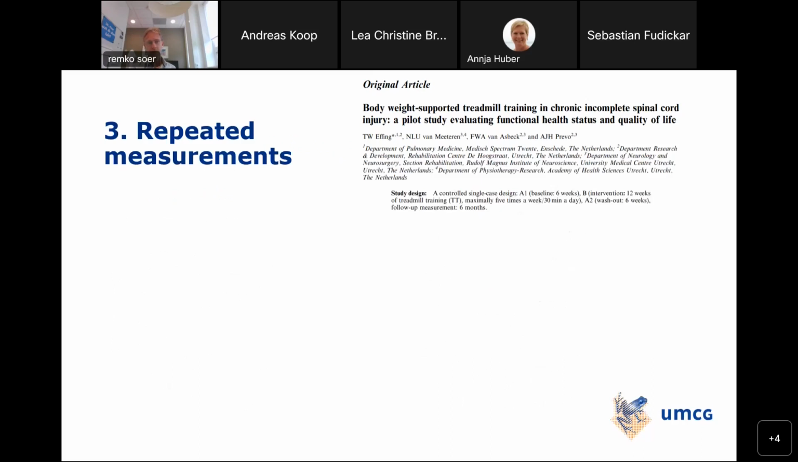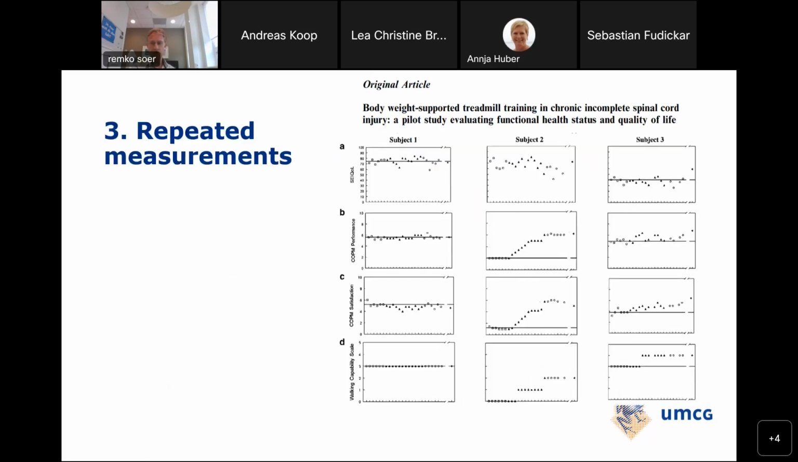So it's important to have repeated measures. In a single subject design, the more repeated measures you have, the better. This is from my Dutch colleagues, on body weight supported treadmill training in patients with a partial spinal cord injury. They had three different subjects, and they did body weight supported treadmill training.